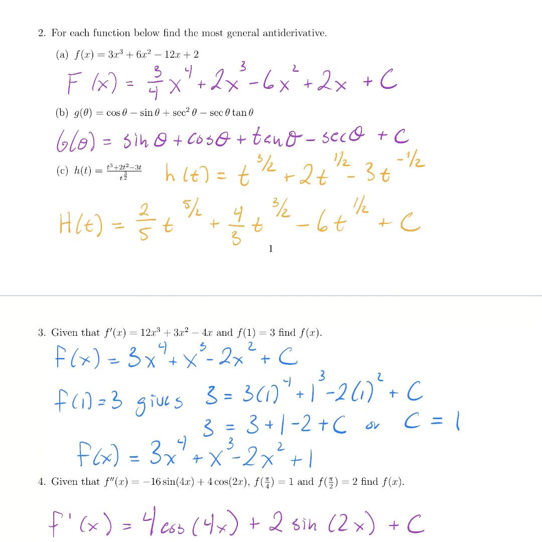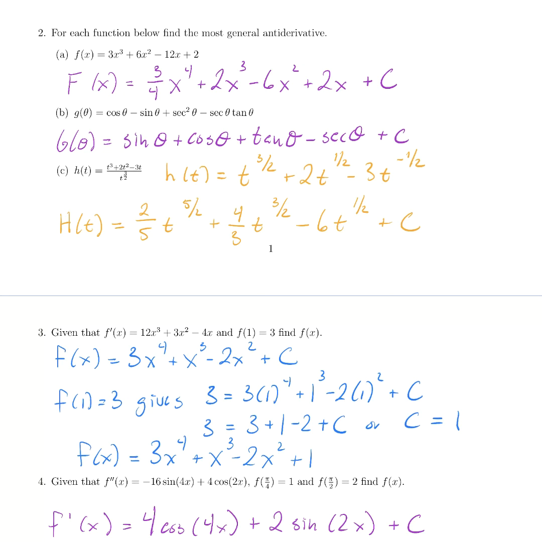G of theta is cosine theta minus sine theta plus secant squared theta minus secant theta tangent theta. So these should all look like functions that you know the antiderivative of. You know which function has derivative cosine, it's sine. You know which function has derivative negative sine, that's cosine. You know which function has derivative secant squared theta, that's tangent theta. And you know which function has derivative secant theta tangent theta, that's secant theta. Add a constant to the end, and there's the most general antiderivative.